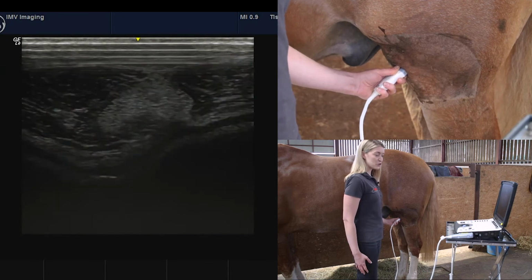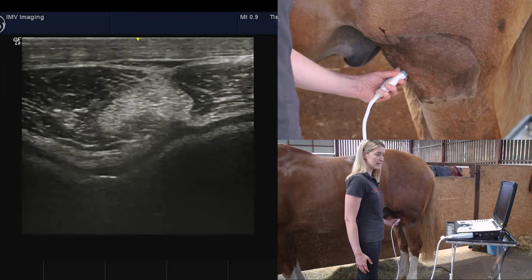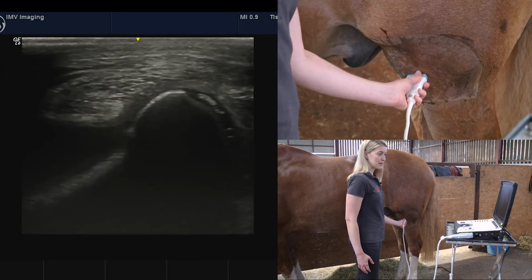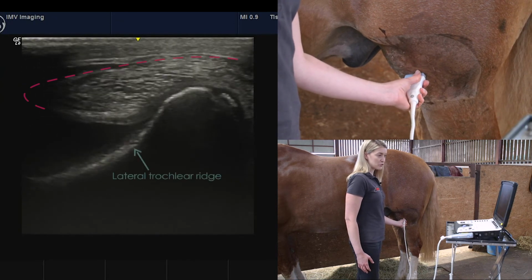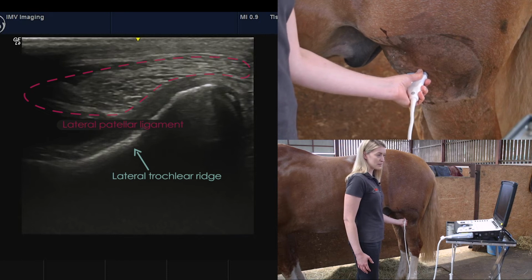As for the middle patellar ligament, evaluate it additionally in longitudinal section. To evaluate the lateral patellar ligament, with the probe in transverse section over the middle patellar ligament, slide the probe laterally. At the level of the lateral trochlear ridge, the ligament is quite flattened and almost crescent-shaped.